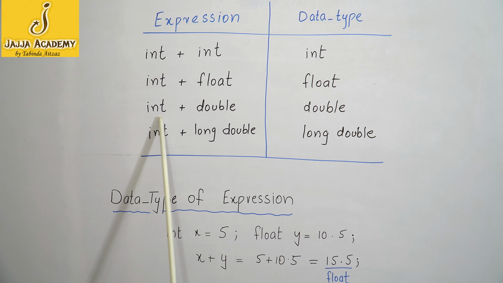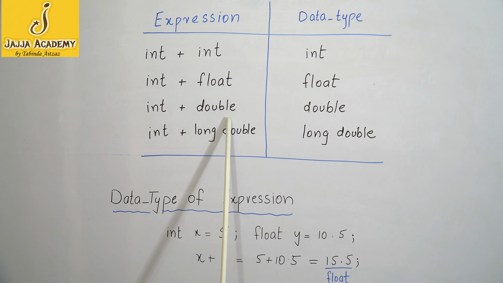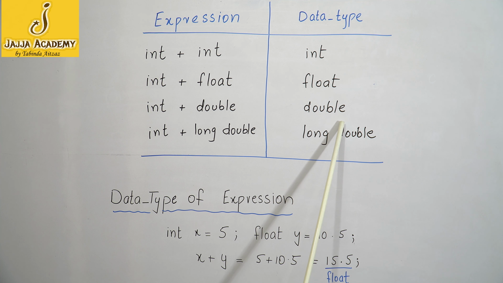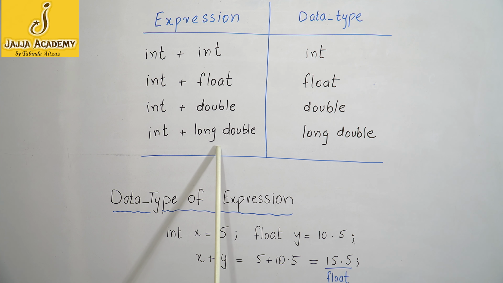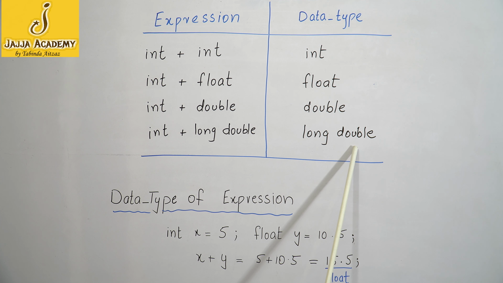Similarly, if int and double are combined in an expression, then the data type of that expression would be the larger one, which is double in this case. If there are operands having int and long double, then the data type of that expression will be long double data type. Now let's discuss the assignment operator.